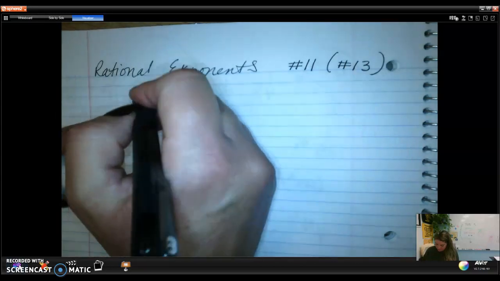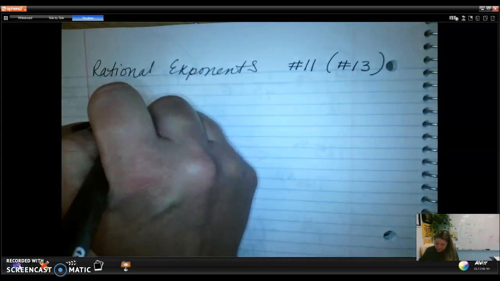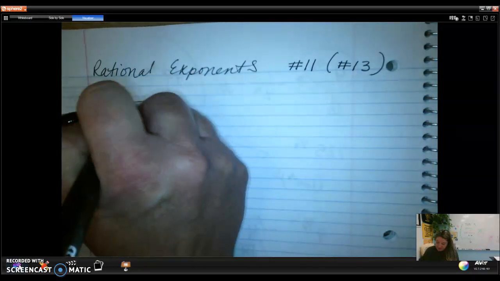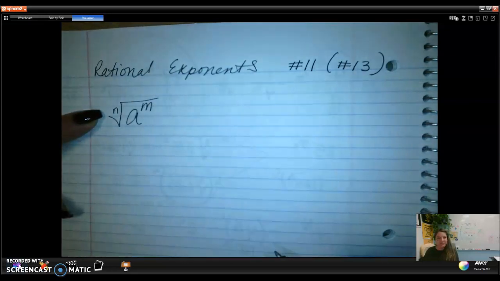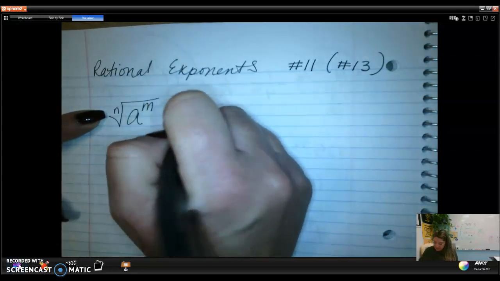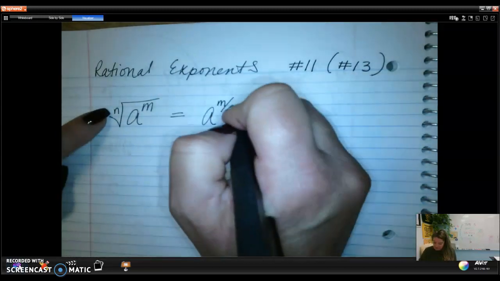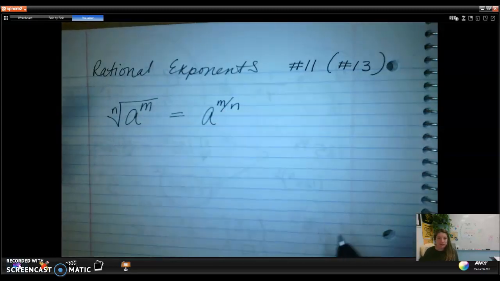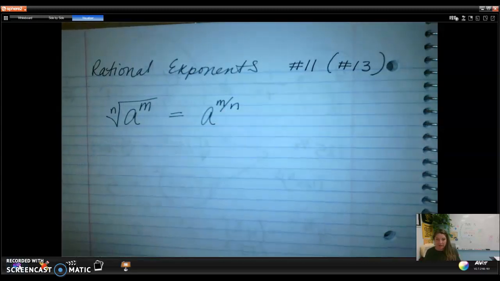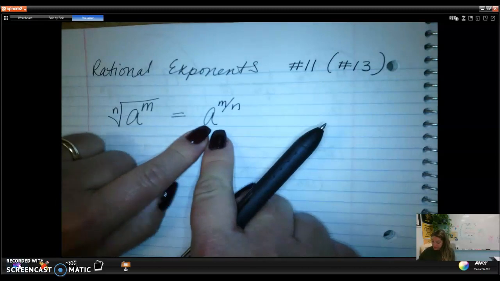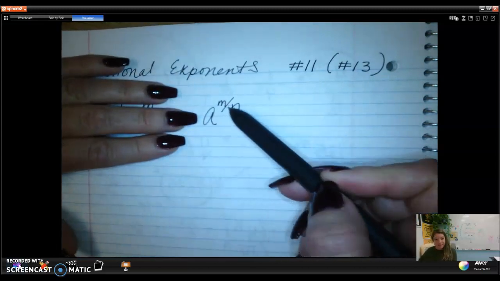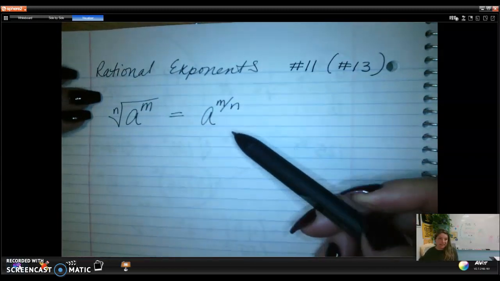So the rule was that anything raised to a power and then inside of a root means that it is a to the, now the exponent is the numerator and the root is the denominator. Okay, so it would be raised to the m over n. Likewise, you can go backwards. So if you have a to the m over n, you can write it like this.